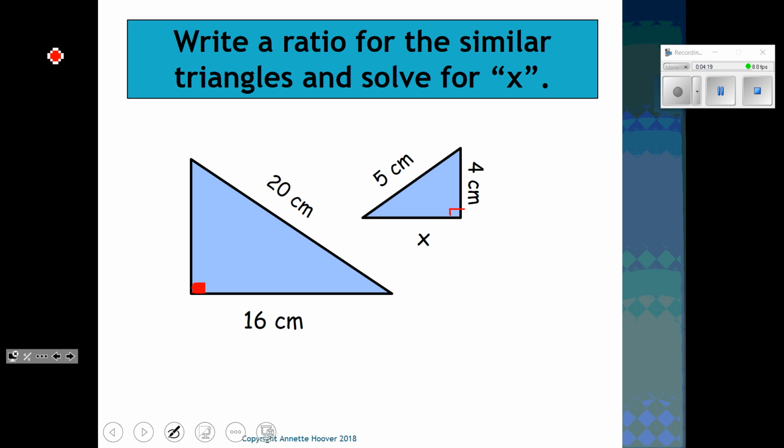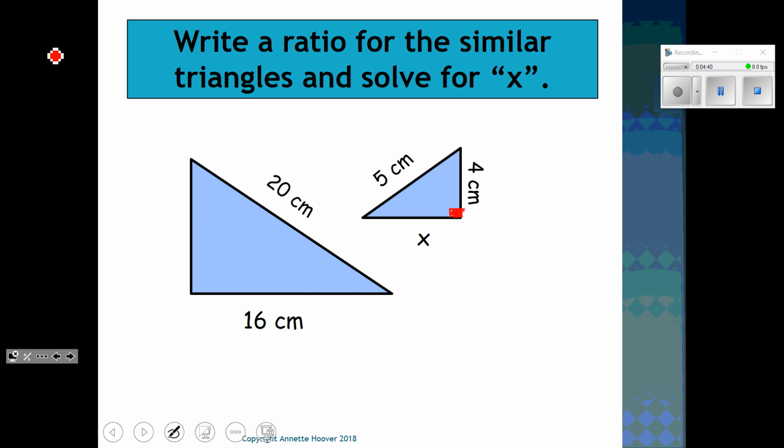Here's the right angle on the small triangle. You can tell that the triangle had been flipped. So when we look at the sides, we have one of the legs. When you have a right angle, the two lines that come off the right angle are called the legs. This is a leg and this is a leg. So one of the legs is 16 centimeters.